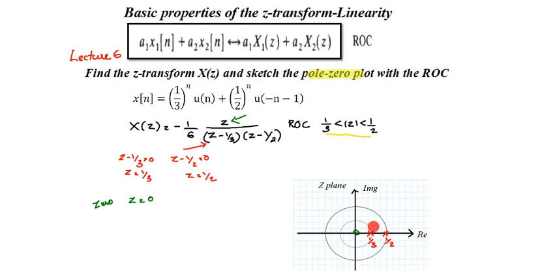So in between means it's a ring. So I can mark the ROC like this. So this is the ROC. This ring is actually indicating the ROC of this particular question. Okay, and we got pole zero plot and ROC.